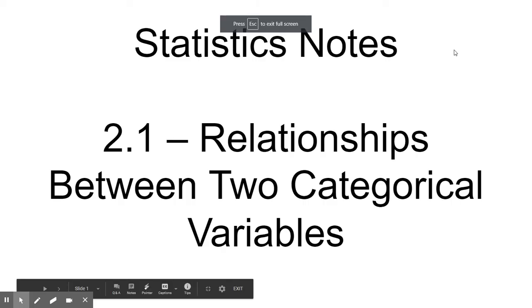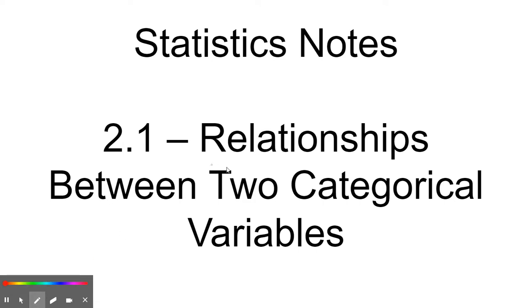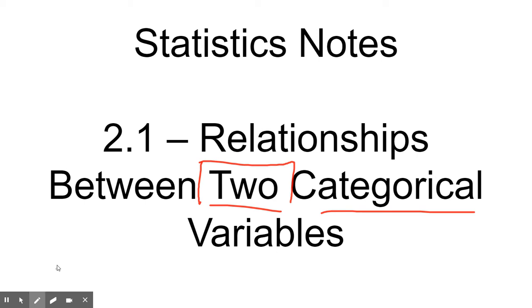All right, stats. So we're beginning chapter 2, and you'll notice that in chapter 2, we're focused on two variables at a time. So 2.1 is relationships between two, and we're going to focus on categorical variables. Remember, categories put our individuals or our units, whatever you want to call them, into categories. A lot of times it's more verbal rather than numerical.